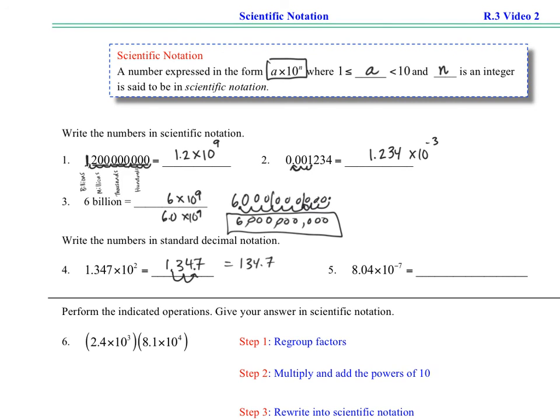And that's what we need to know for right now for scientific notation. We'll work on when we have negative exponents like this a little bit later in the class. So that's it for 1.3 scientific notation.